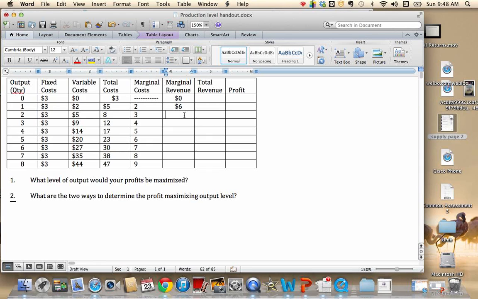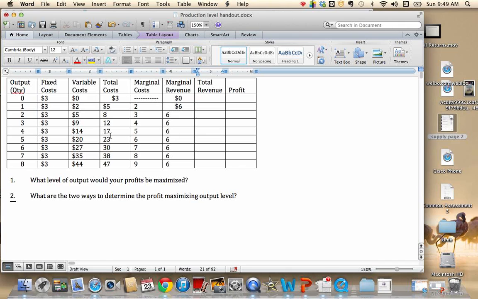Marginal revenue, don't forget, when we sold 1, it was 6. When we sell 1 more, an additional 1, we're going to make $6 more, and then 6, 6, 6, all the way down, because that's the price that we're charging. So when we sell an additional 1 and we're selling them for $6, we're going to make $6 for each one.